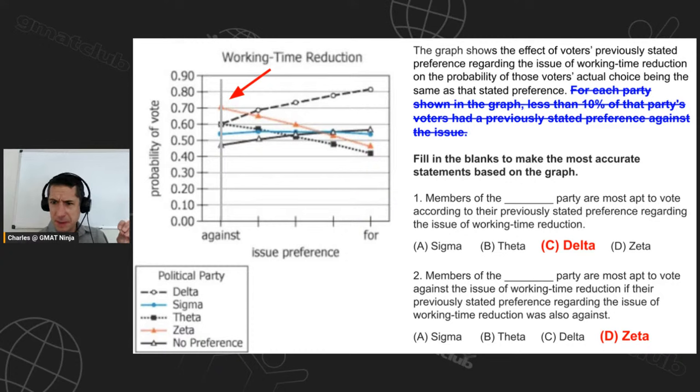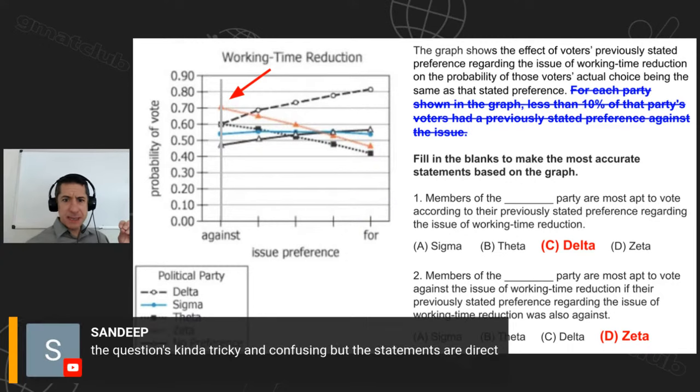There's a question here that just popped up that I thought was really interesting. Sandeep, thank you for this. Welcome, again, trying to get you in the right mindset, give you exposure to kind of the funkiest stuff you're going to see on graphics interpretation. Question's kind of tricky and confusing, but the statements are direct. That's exactly right. There's extra information you don't need. It can make your head spin initially.